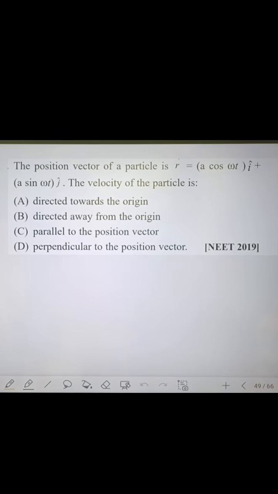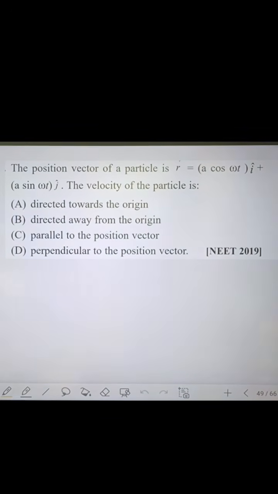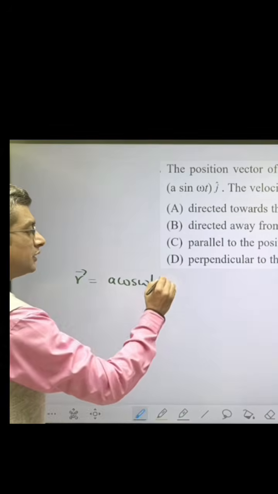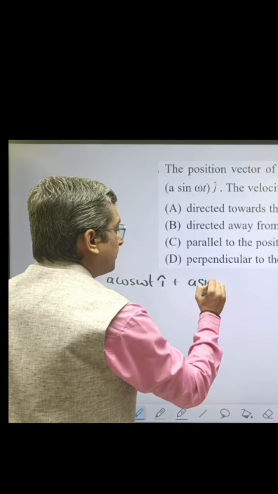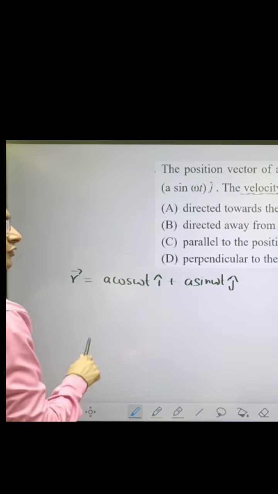Position vector of a particle is given by r equal to a cos omega t i cap plus a sin omega t j cap. The velocity of the particle is? So the position vector is given by a cos omega t i cap plus a sin omega t j cap. We have to comment on the velocity. This is the position vector that is given.